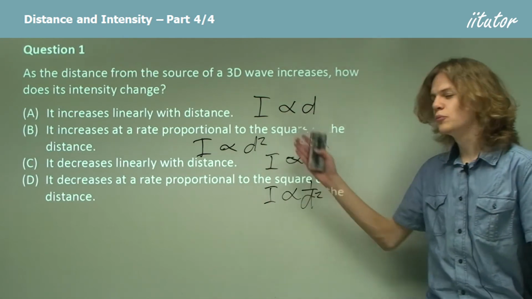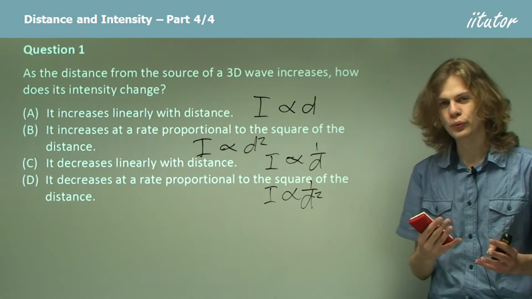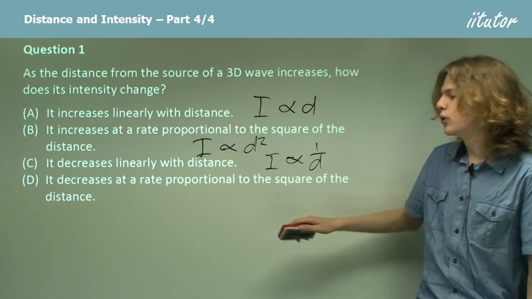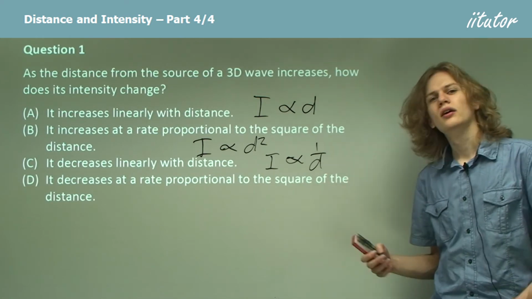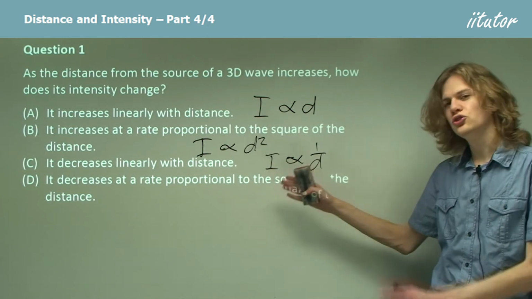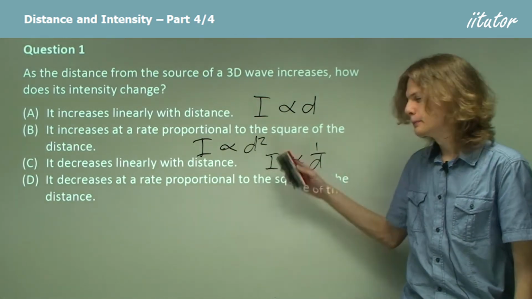So this little symbol that looks a little bit like a fish is the symbol that means proportional to. That is, if we multiply the right side of the equation by a constant or a number, then we can turn the fish symbol into an equals sign.